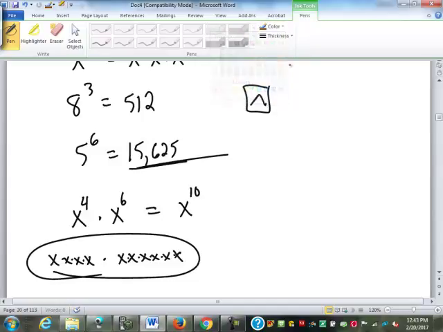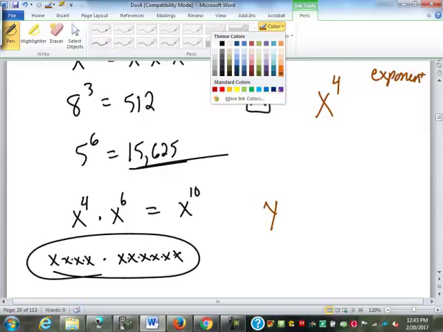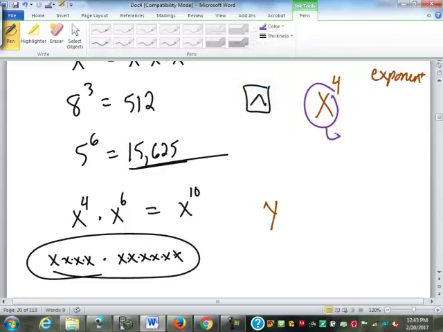So the shortcut, when we are multiplying two exponents, this, by the way, is what we call an exponent. And an exponent has two parts. The number here is called the base. That's the number that's being repeated in the multiplication. And this is called the power. That's telling us how many times it's repeated.